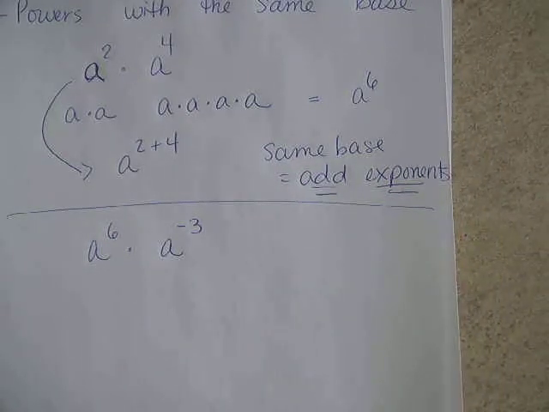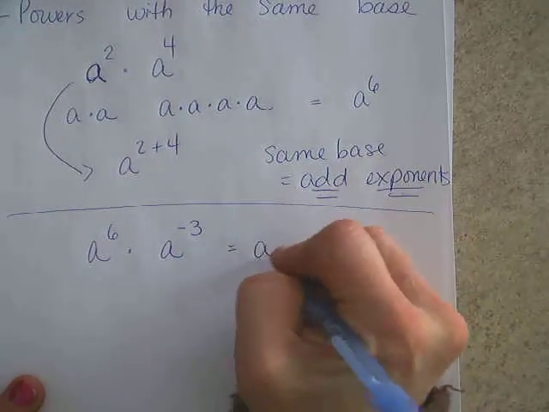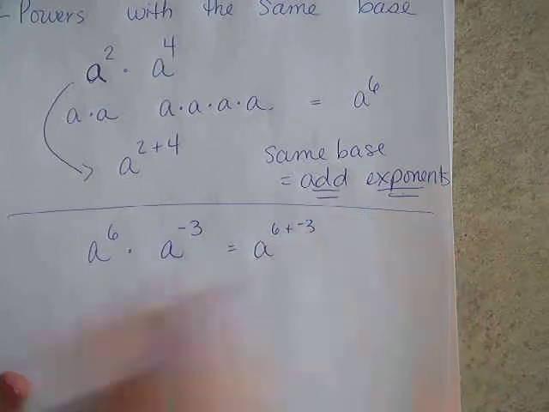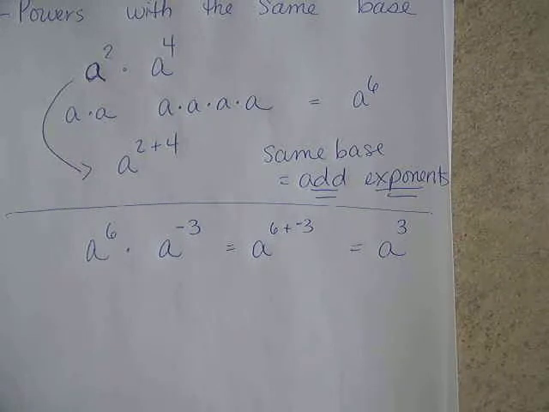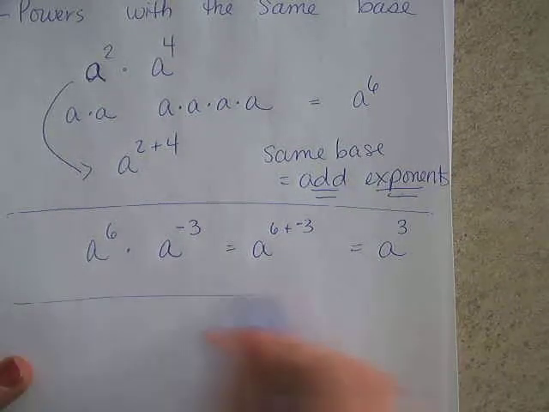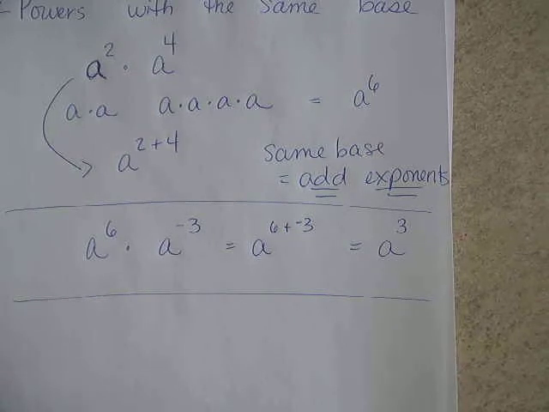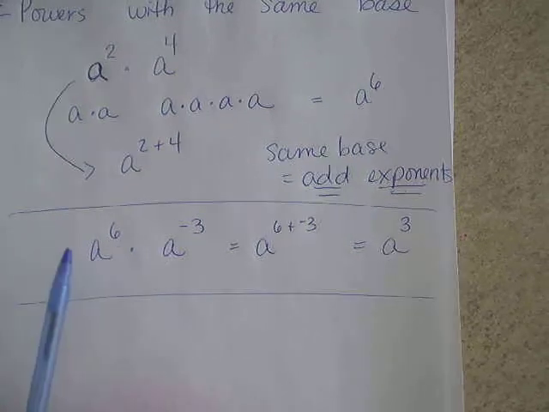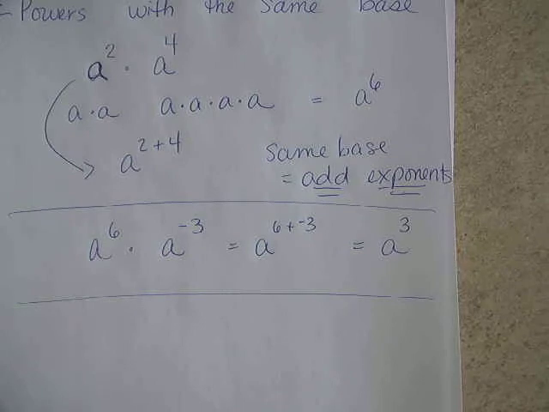Okay, so even if one or both of your exponents are negative, it doesn't matter. The rule is you keep the base the same and you add the exponents. So this would be a to the 6th plus negative 3, or you can just figure it's 6 minus 3, which would be a to the 3rd. This is really easy. Where it gets a little bit more involved is when you have bases that are the same and then one or two that are not the same, and number bases.